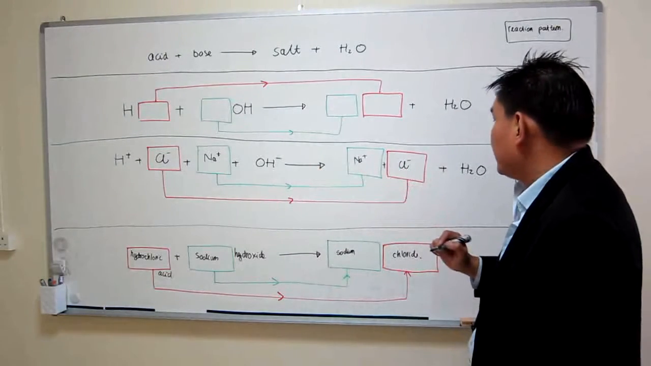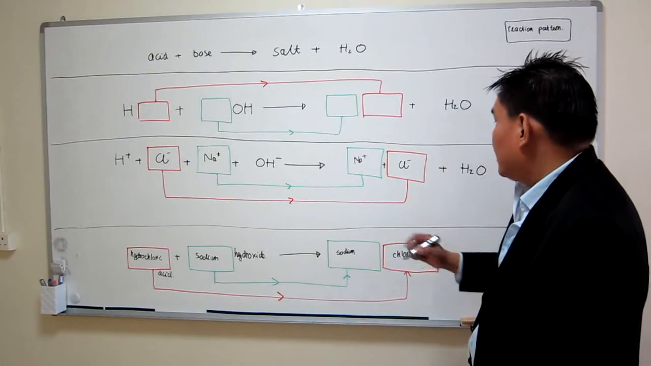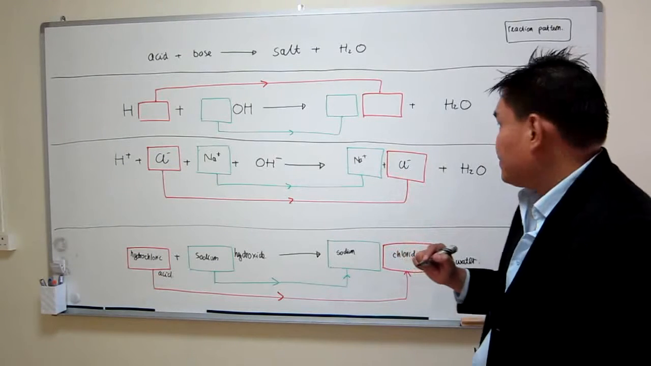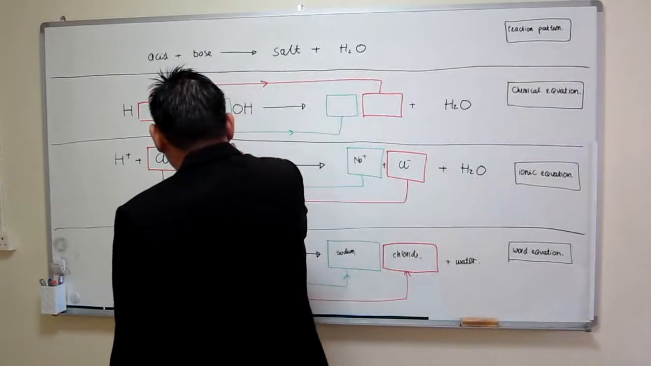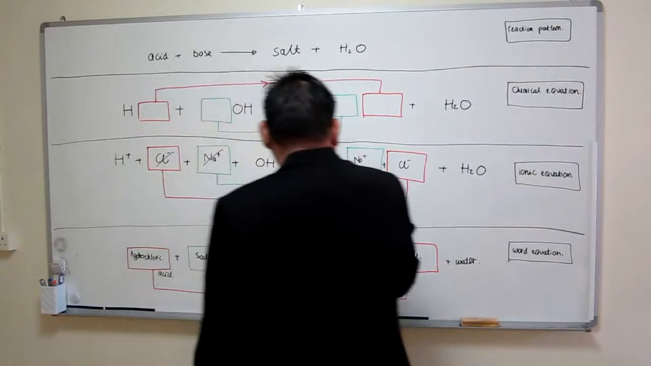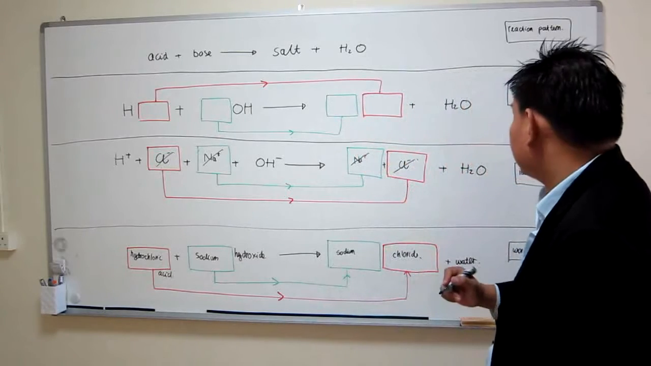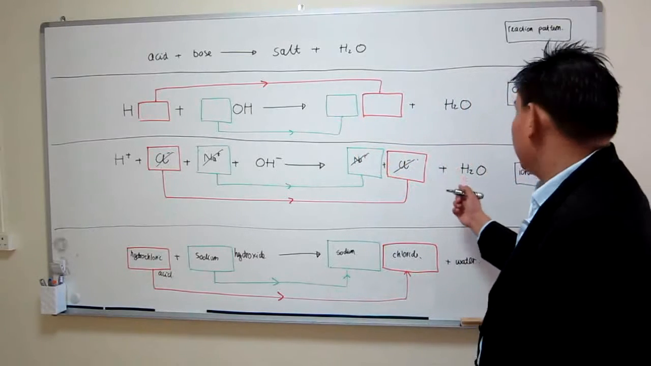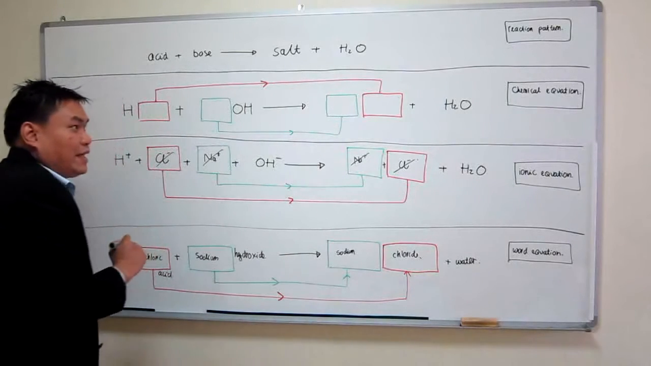We just copy that. And don't forget that sodium chloride is soluble salt. So we are going to cancel the spectator ion. In this case, the spectator ions are Na+ and Cl-. So we get this product. Water. The Na+ and Cl-, we call them spectator ions.